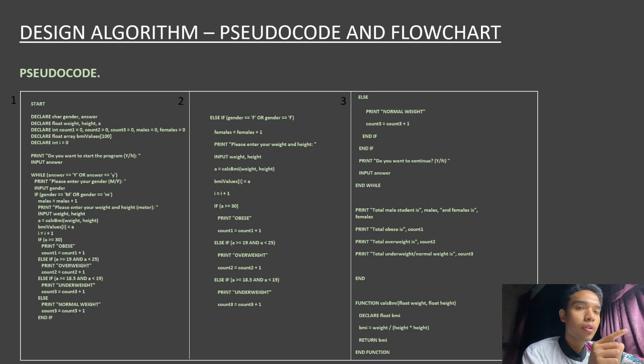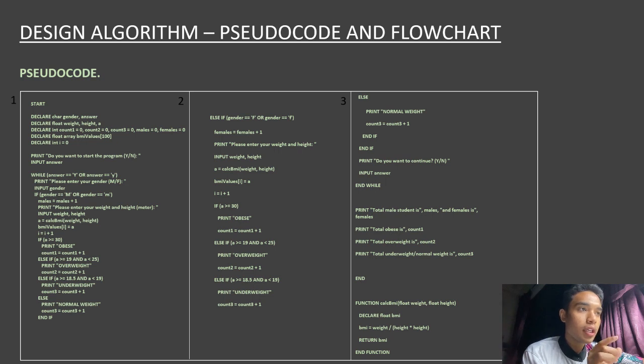And that's all for the BMI for male. For female, if the user inputs F, uppercase or lowercase, the program will display please enter your weight and height, and then the user will input the weight and height. After that, the program will calculate from the weight and height to get the calculate BMI.